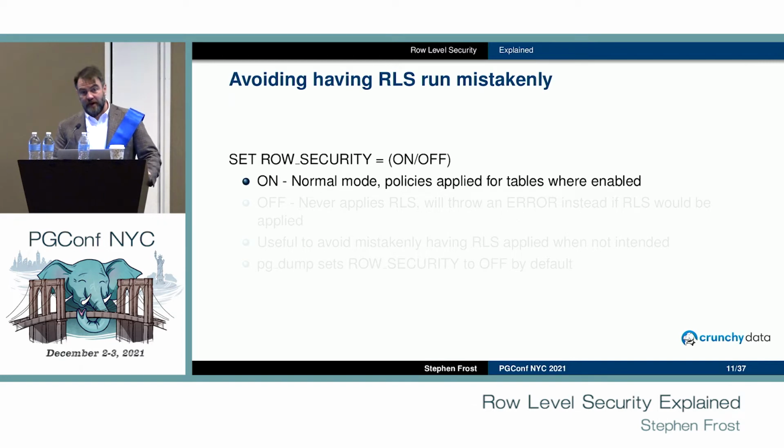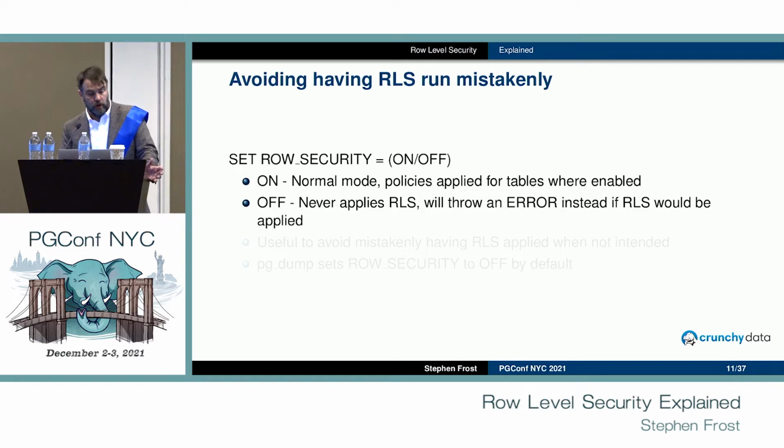Now, this is something that's kind of nice because we have this for row-level security and we don't have this for views. But you can actually tell Postgres that you don't want to ever mistakenly have row-level security applied. There is a GUC called row security that you can set to either on or off. Naturally, on is the default, meaning normal mode: policies are applied for any tables where it's enabled. If we set it to off, though, then this will cause row-level security to never be applied. Instead, an error will be thrown if row-level security would have been applied for whatever query you're running.